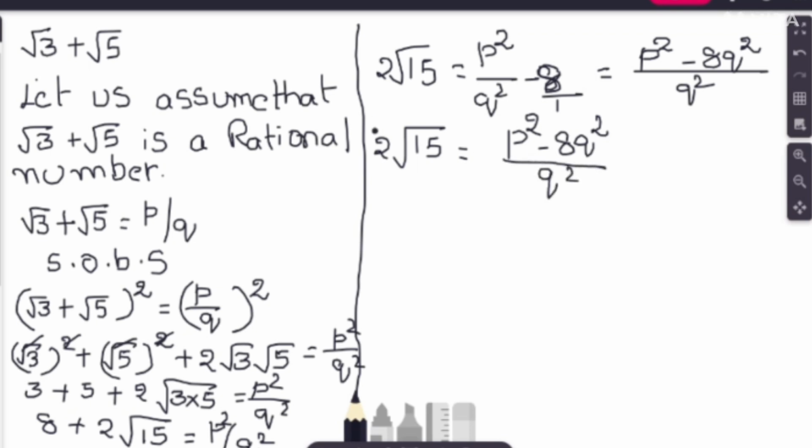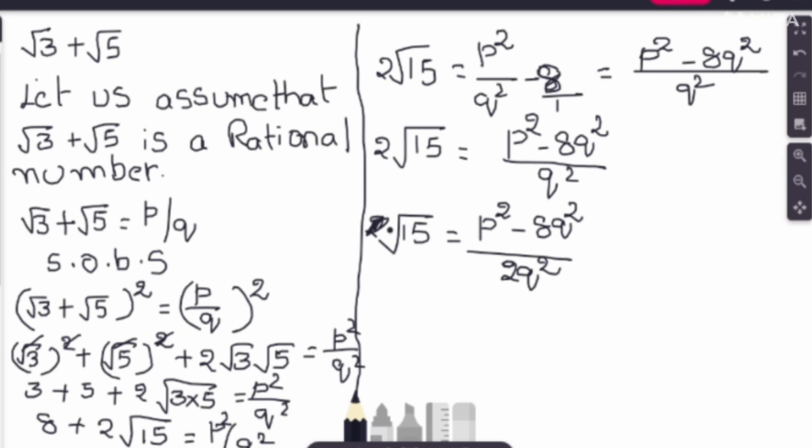Transpose this 2 to this side. Here it is multiplying, so if you transpose, it will do division. It will go to the denominator. So root 15 is equal to p square minus 8q square by 2q square. Here the 2 is not there on the left because we transposed it; it is there in the denominator.